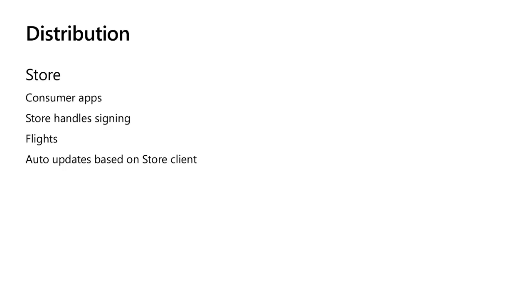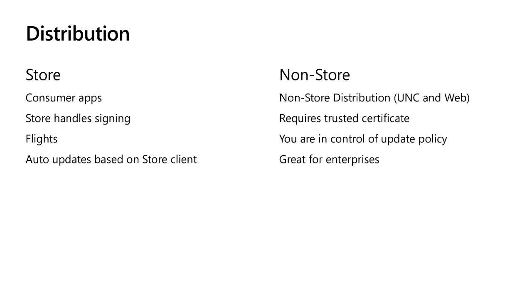And in terms of enabling a continuous deployment story, the store is a great fit because it has automatic updates turned on by default. So out of the box, the vast majority of your users will automatically get a new version of your application every time you publish a new update. However, we know that the store is not a good fit for everyone. For example, some enterprise scenarios.